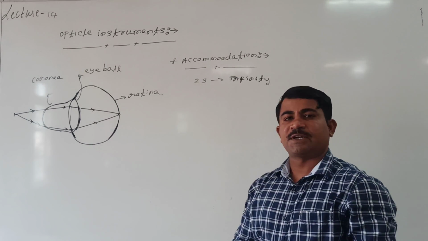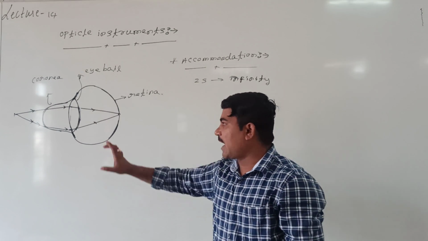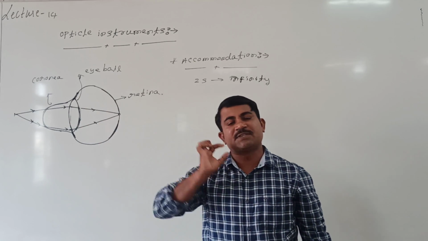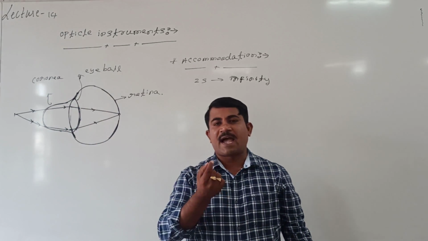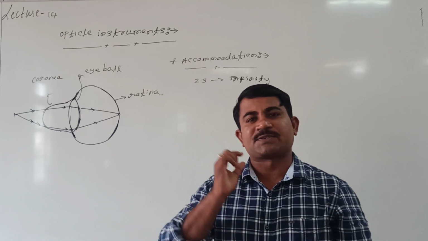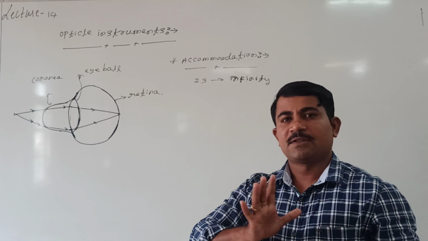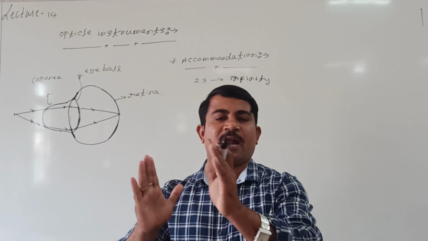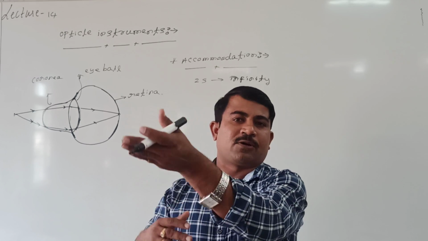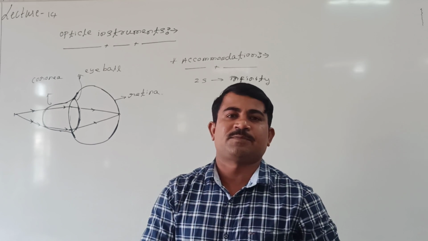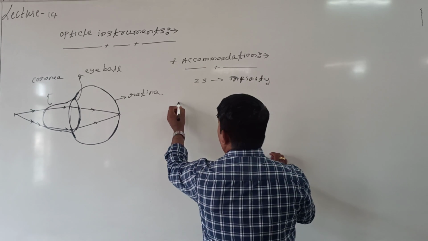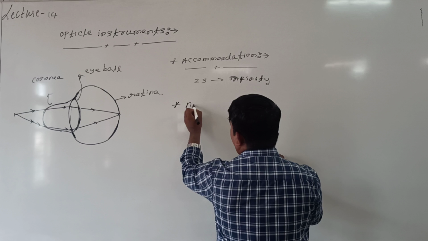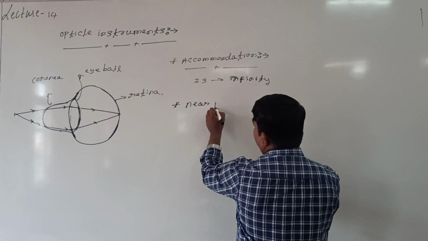If the object is very far, then the eyeball increases its focal length. Similarly, if the object is very near, then the eye lens or eyeball decreases its focal length. Due to that, the image of the object at any point from the eye appears on the retina, that we call accommodation. See here. Then after that, one more point we are defining, that is the near point.